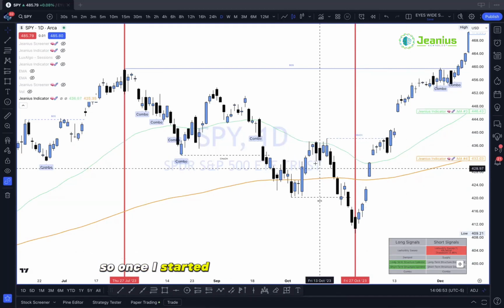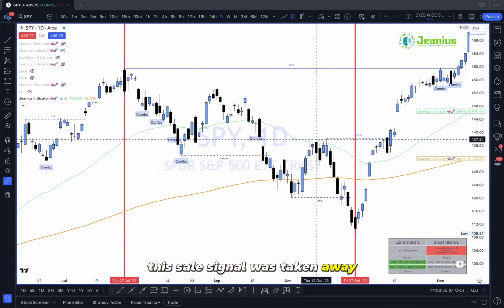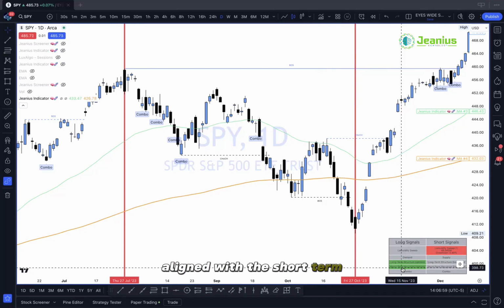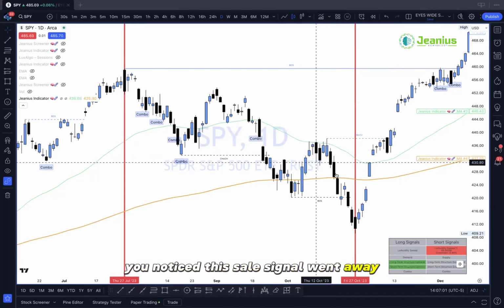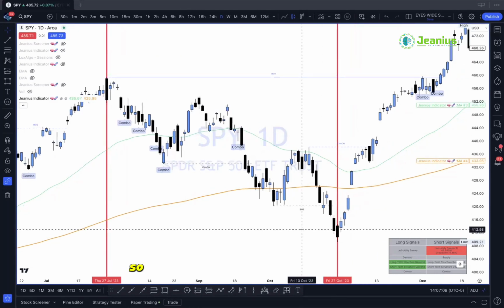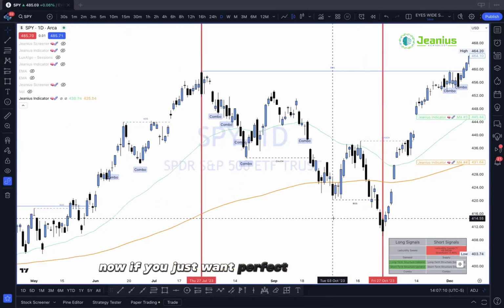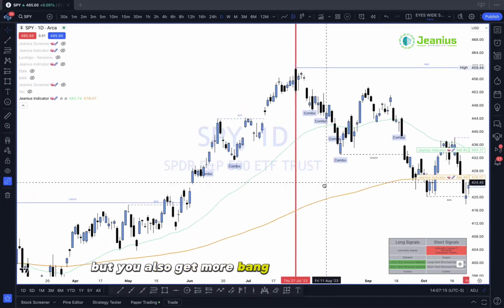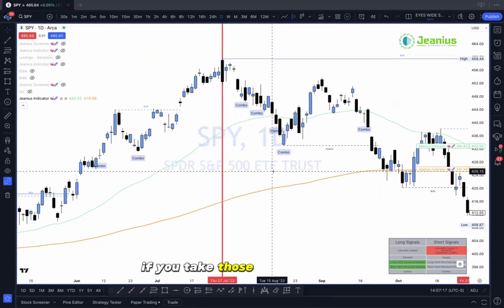Once I started adding all this stuff on there, this sell signal was taken away. As soon as I added long term aligned with the short term, you notice this sell signal went away. So that's why I say too much confluence is not always good either. You don't want too much confluence. Now, if you just want perfect entries, then hey, you'll be waiting, but you'll also get more bang for your buck if you take those perfect entries.